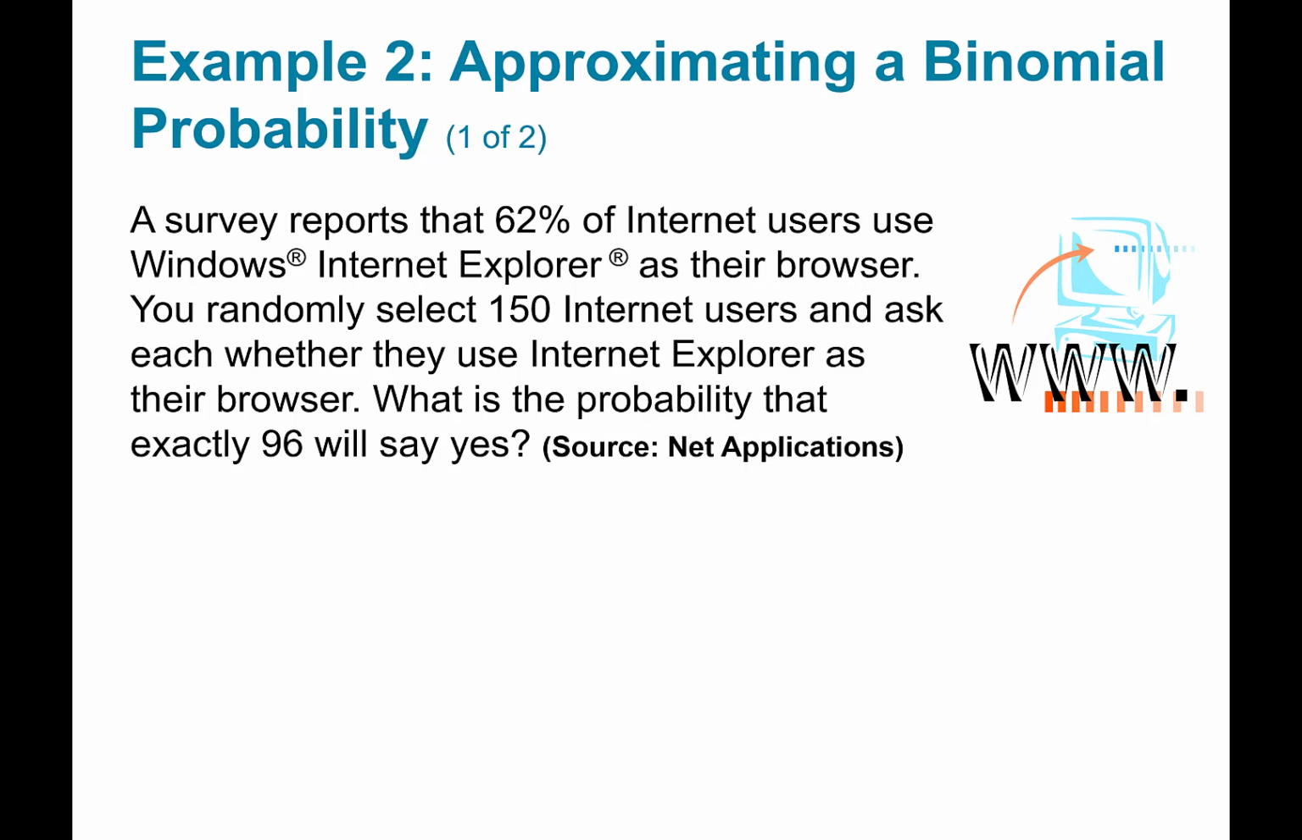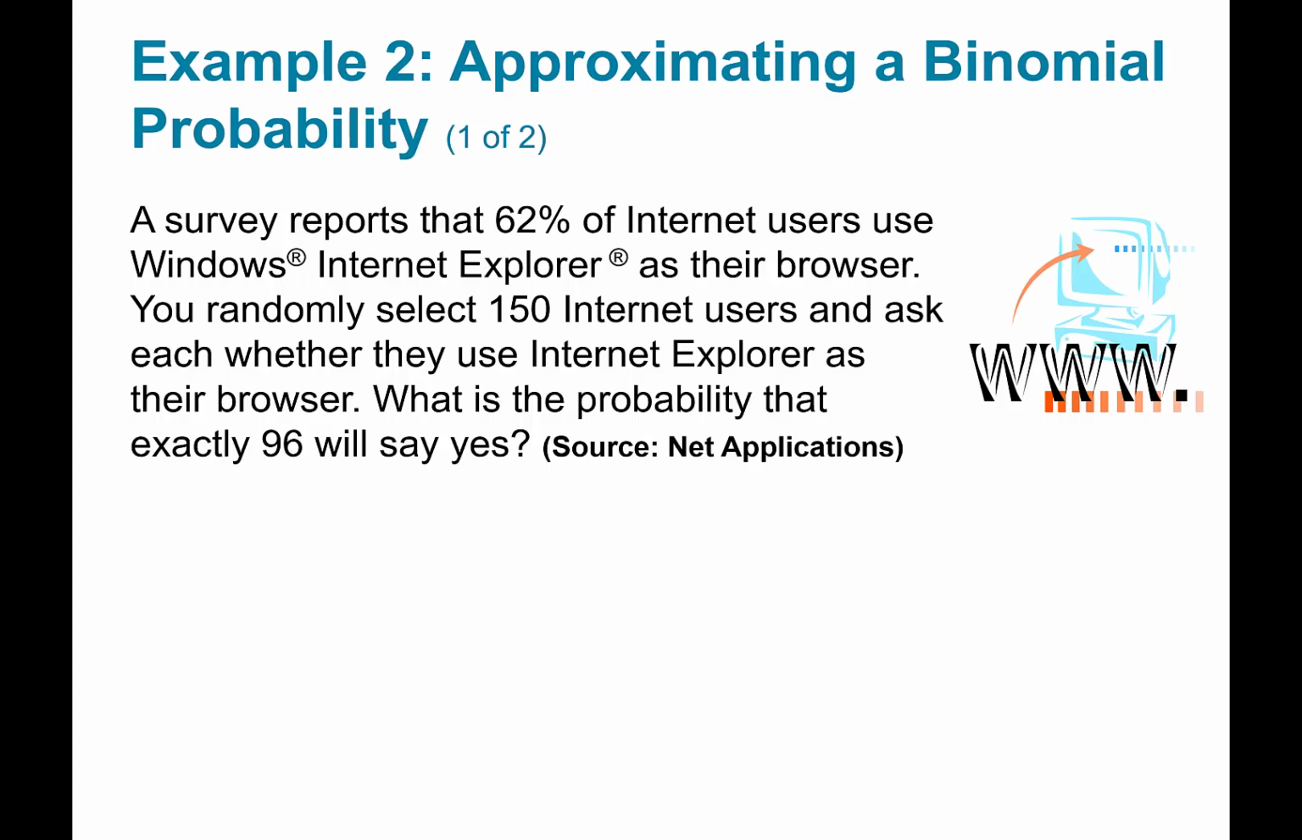Same idea. First thing we need to do is check, is this binomial? Do we have a fixed number of trials? In this case, we know that we're selecting 150 people, so that's our N. P, probability of success: success is going to be that they say yes, they use Internet Explorer as their browser. In this case, P is 0.62. And then Q is always going to be 1 minus 0.62, so Q in this case is going to be 0.38.